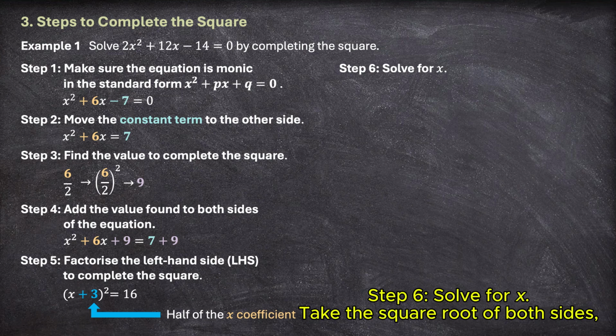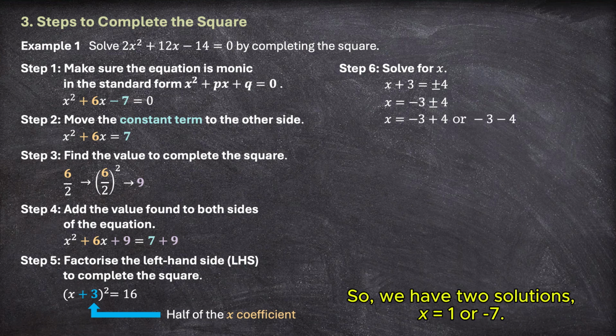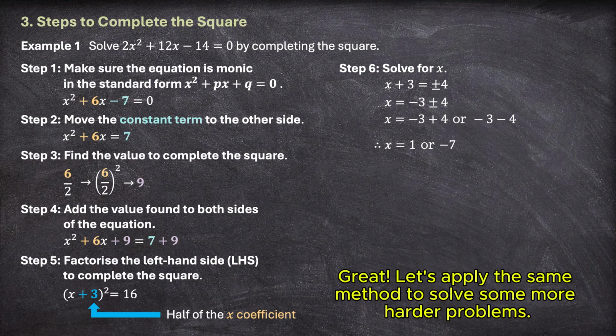Step 6. Solve for x. Take the square root of both sides. Then, remove 3. So, we have 2 solutions, x equals 1 or negative 7. Great. Let's apply the same method to solve some more harder problems.